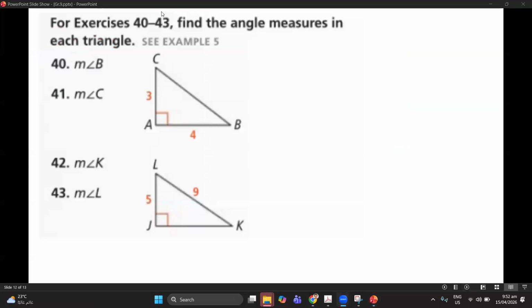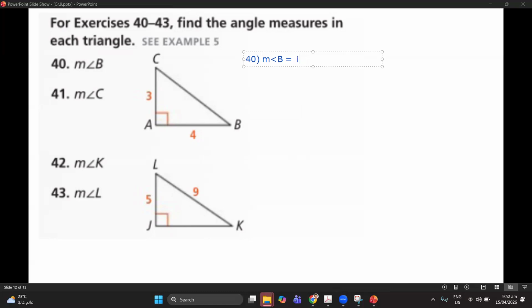Now, for exercises 40 to 43, find the angle that's mentioned in the question. Now, the measure of angle B is opposite over adjacent, which is tan inverse. So here, number 40, I need to find the measure of angle B. What's the given here? Opposite and adjacent. Which will you use? Inverse tan. Excellent.